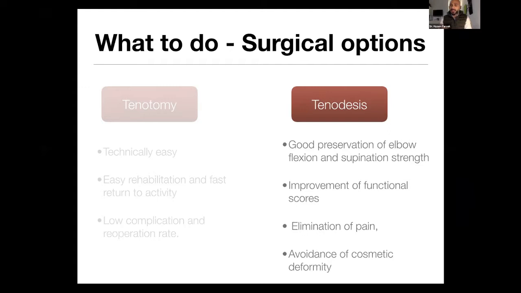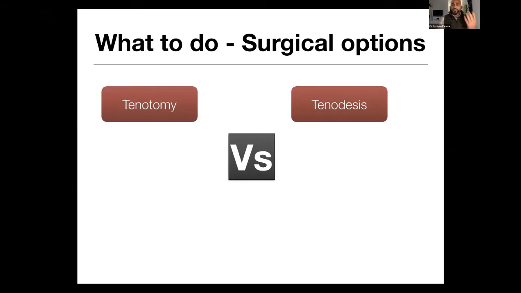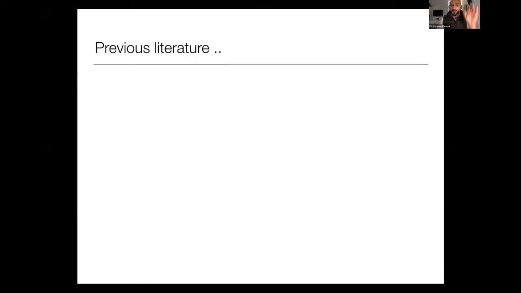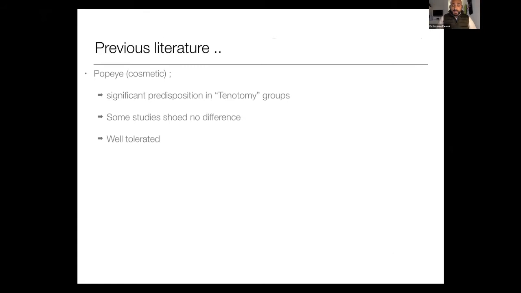Sometimes when the long head of biceps tendon slips into the groove, it causes this Popeye deformity in the patient's arm, and sometimes it is a cosmetic problem to the patient. So tenodesis avoids that. So when do I do this and when do I do that? What's better? Where is the better clinical outcome? So I have to get back to the literature fast.